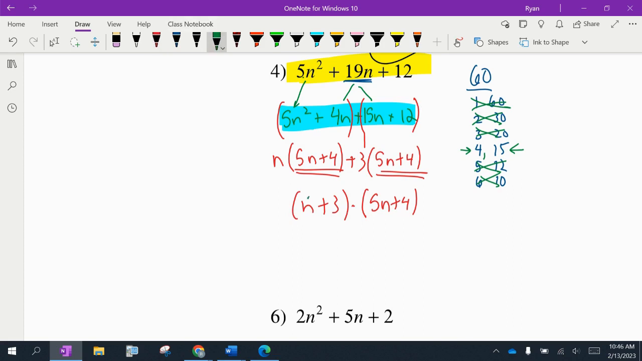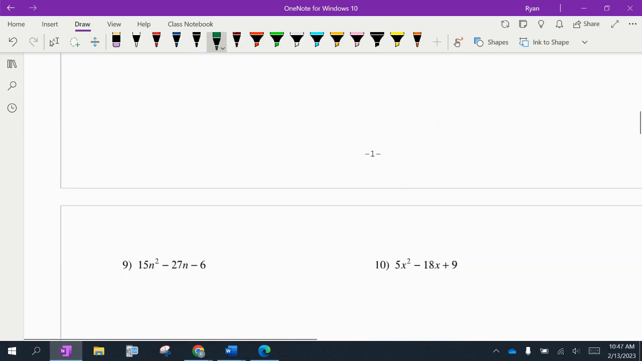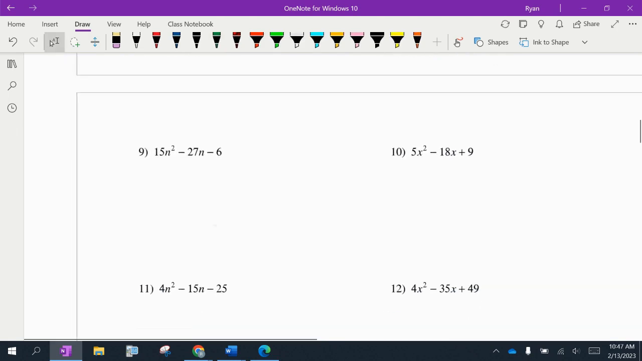Here's my quick check. N times 5n, there is the 5n squared. 3 times 4, there is the 12 at the end. And now the hard one. 3 times 5n is 15n. N times 4 is 4n. Together, there is that 19n. So there's our answer, factored completely. Let me scroll down a little bit more, and let's try number 9.